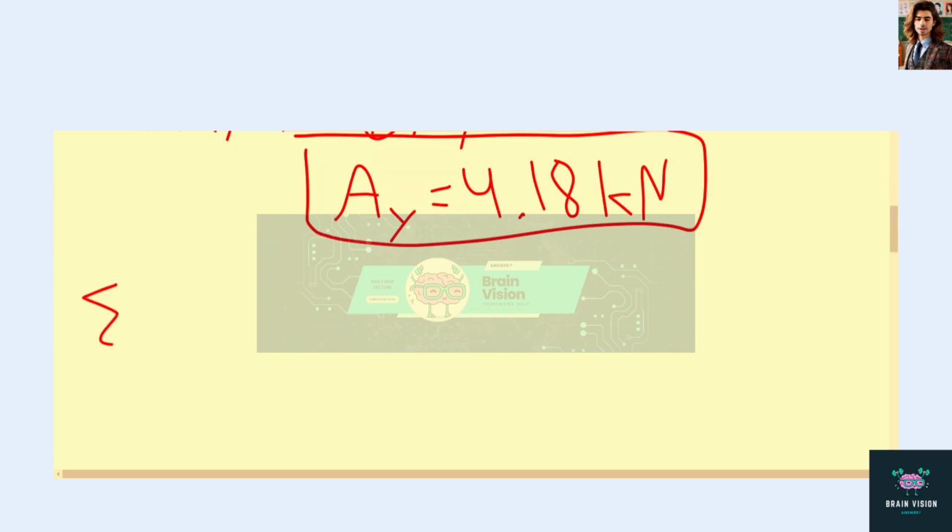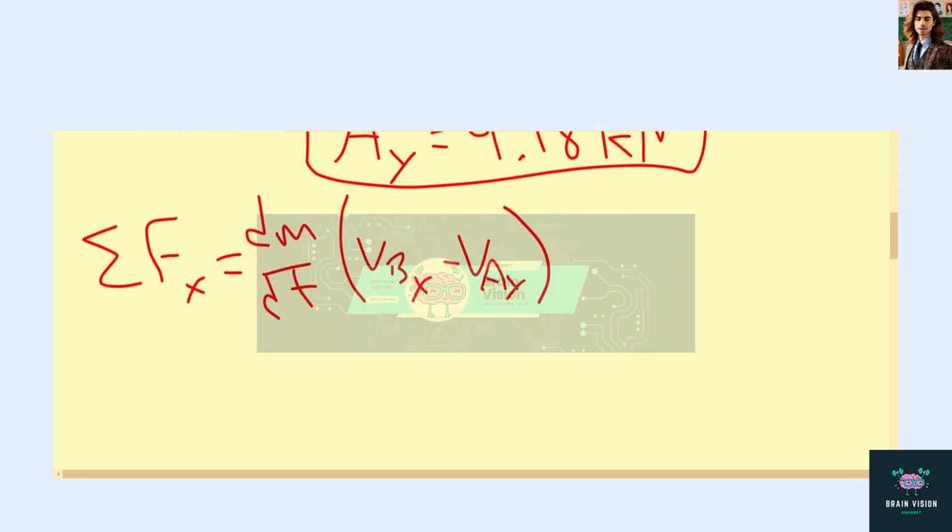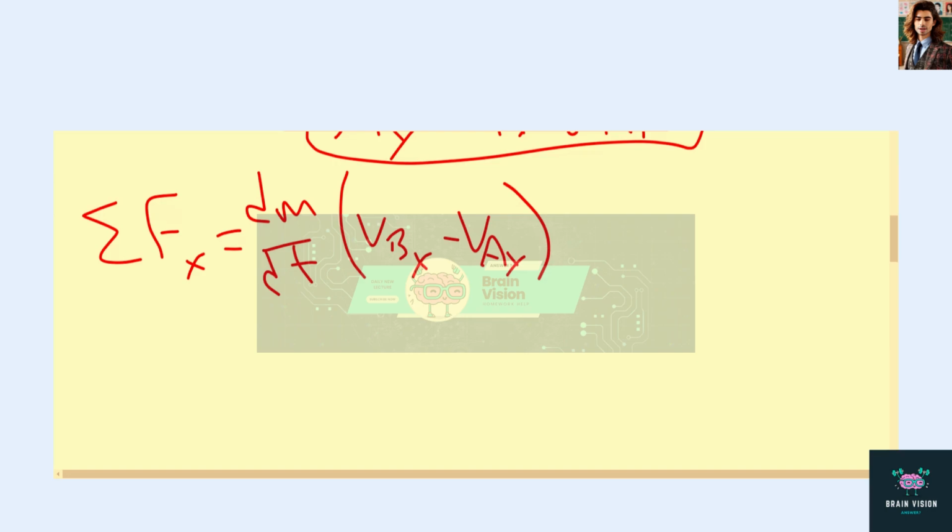So we do this by, we know the sum of the horizontal forces is equal to the mass rate, dm/dt, times the difference of the horizontal velocities, which is vBx minus vAx. And so the only horizontal force acting on the system is Bx. So we know that that side of the equation is equal to Bx, and that's the only force. So now we have dm/dt, which is equal to 50 kilograms per second.